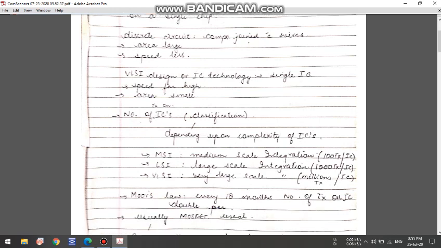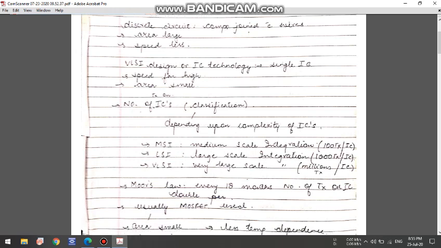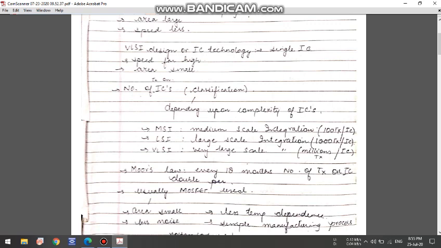Now the number of transistors on a chip helps us in classifying the families of these ICs. We have three categories over here. One is MSI, the second one is LSI, and the third one is VLSI. MSI is medium scale integration, LSI is large scale integration, and then our course, that is VLSI, very large scale integration.